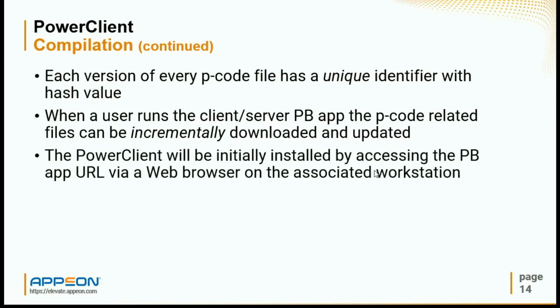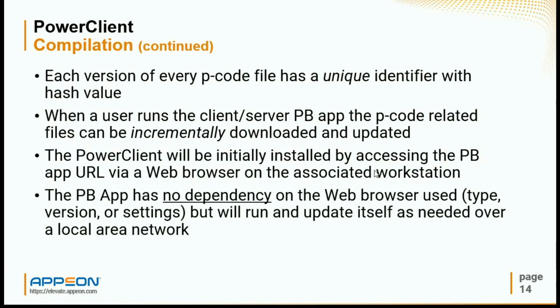The PowerClient will initially be installed by accessing the PowerBuilder app via a URL that you post in the web browser on the associated workstation. We're going to see the details of that when I do the PowerClient Workstation demo later in this presentation. The PowerBuilder app has no dependency on the web browser, so it doesn't matter what the type, version, or settings are. You just put in the URL and it'll actually invoke the PowerClient feature to download and install and then maintain the application over a local area network.